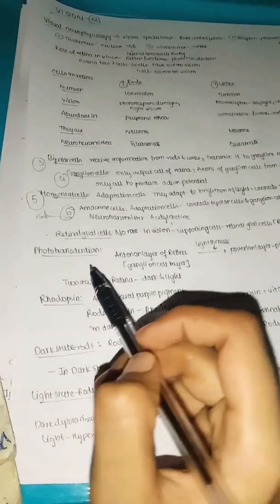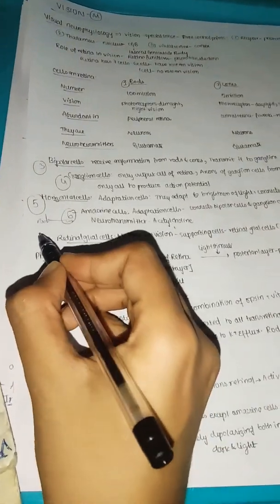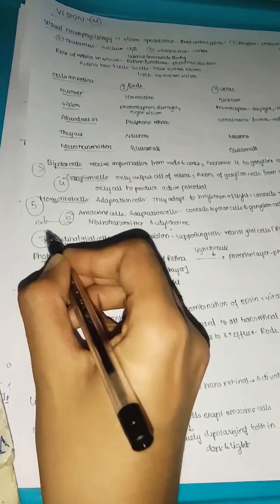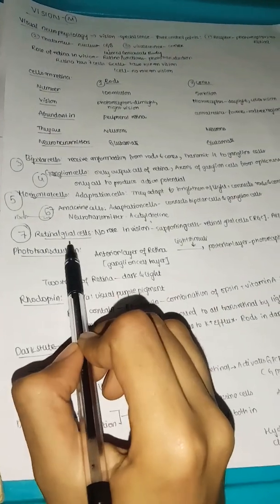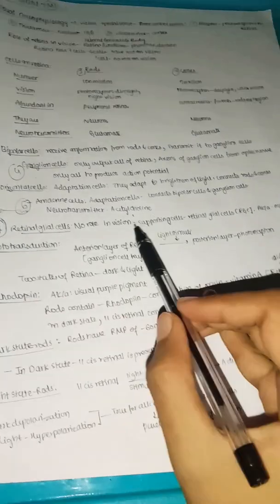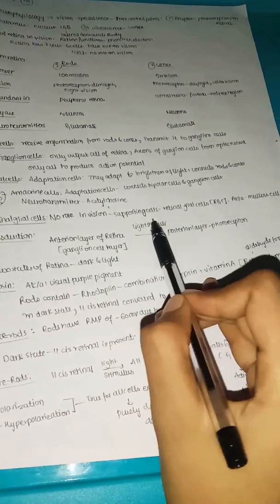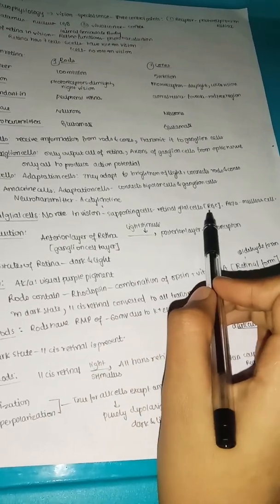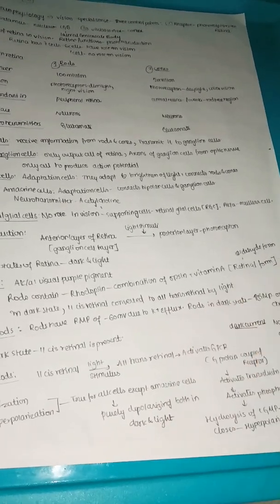Next we'll see the retinal glial cell. This is the 7th cell, as we said, total 7 cells in the retina, and this is the 7th cell which actually has no role in vision. It's only a supporting cell, that is the retinal glial cell, also known as Muller's cell.